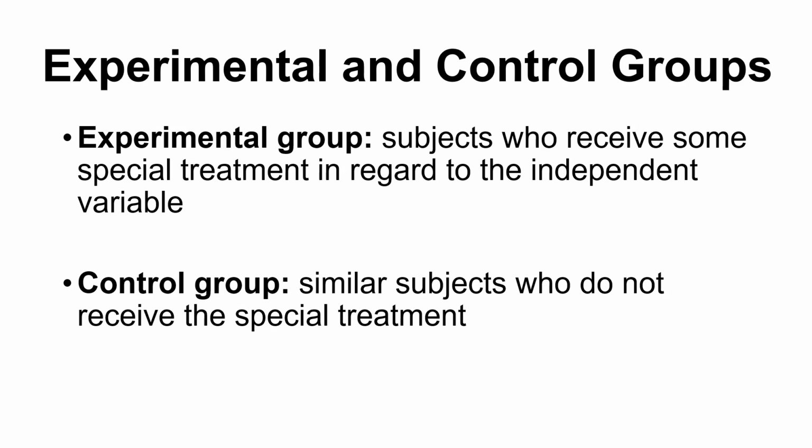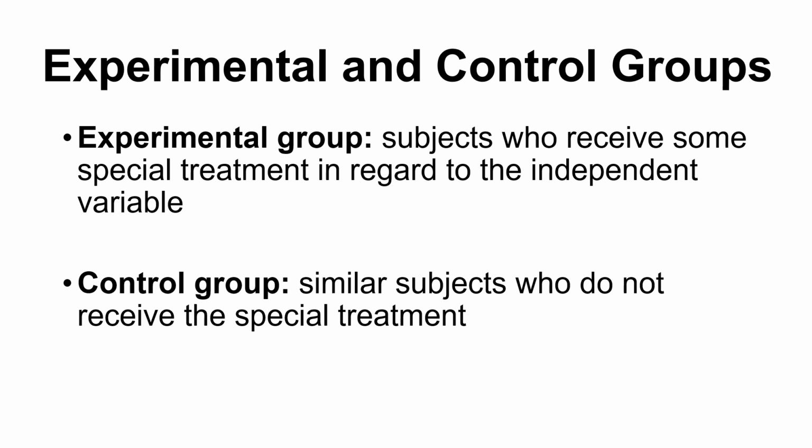All right, so we've talked about how we get our samples from our population. Now what are we going to do with them? What we typically do in an experiment is break people into two groups: an experimental group and a control group. An experimental group are subjects who receive some kind of special treatment in regard to the independent variable that you're trying to manipulate. So maybe you want to see if studying more leads to improved grades.